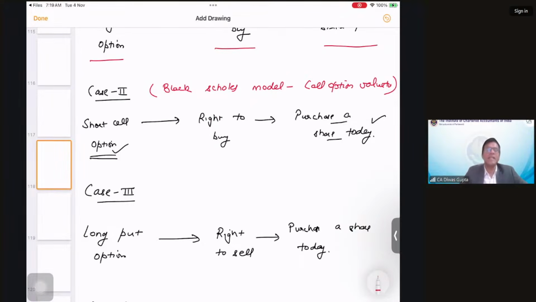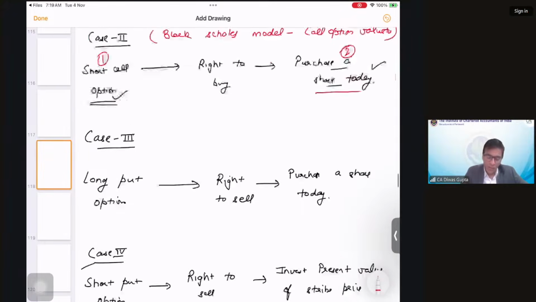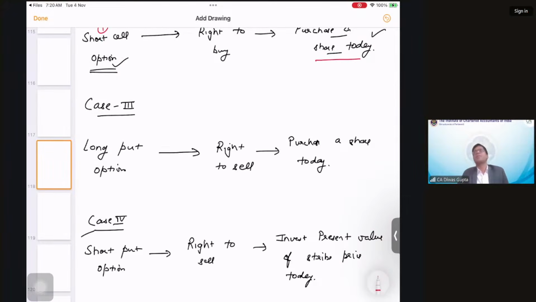In this case, in case we are planning to short a call option, that means we are planning to sell a right to buy. In this case, if the option is exercised, we will have to sell the asset because we are selling the right to buy. If the other person exercises that right to buy, I will have to sell the asset. So if I have to sell the asset, being a seller of the call option, I will have to purchase that asset today. Correct? So step one will be shorting of call option, and step two will be purchasing a share today, the similar underlying share. Case number 3, students.